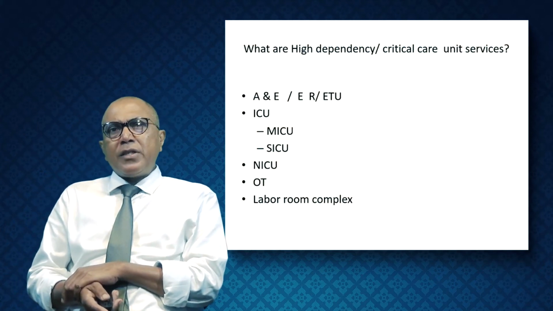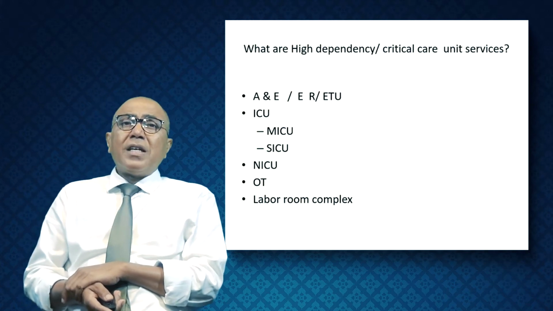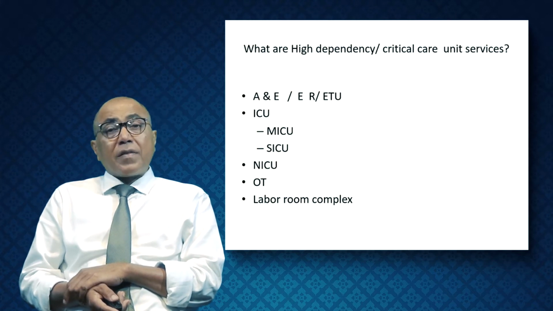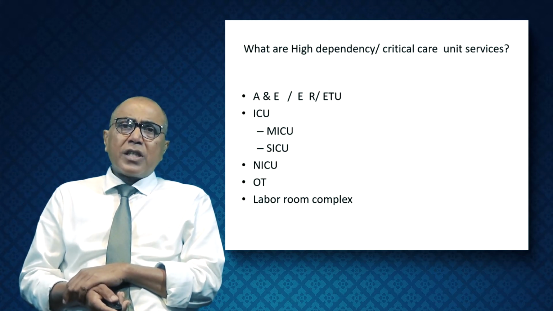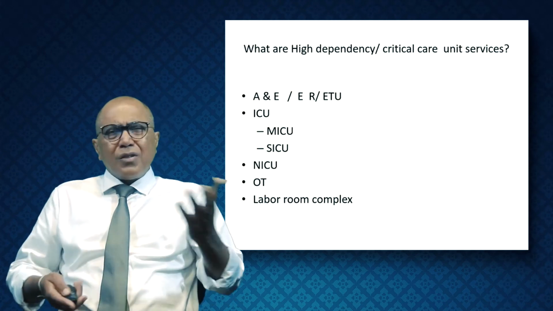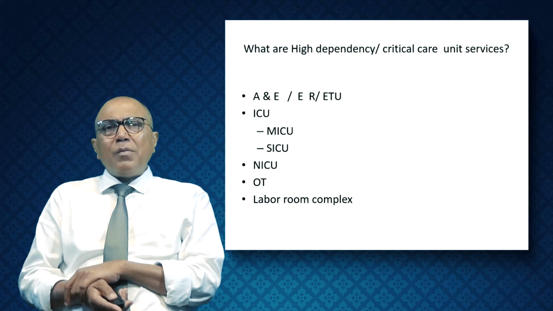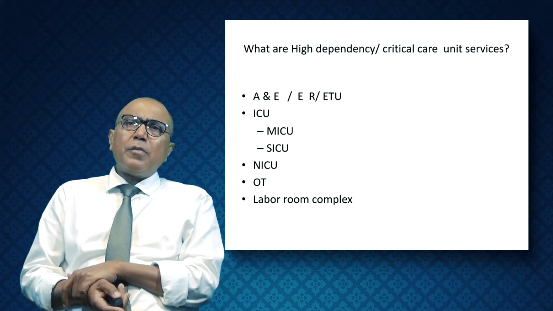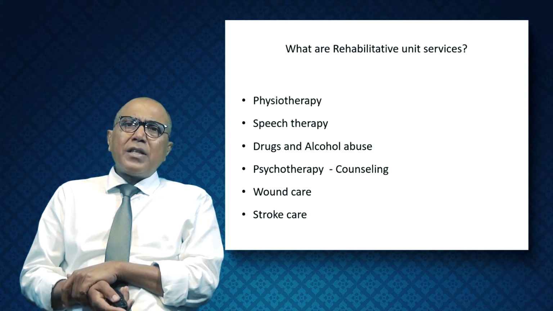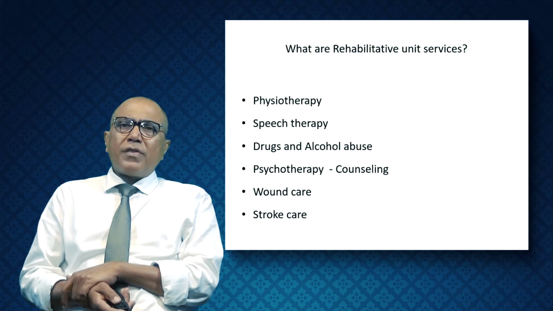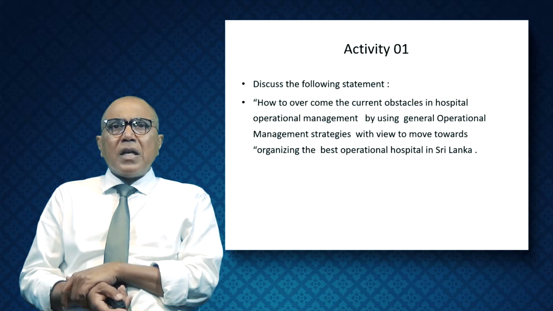The high dependency and critical units include accident and emergencies, intensive care units, medical or surgical, and neonatal care units, operation theatre, labor rooms. There are many other elements coming into today's. These are generic ones in high dependence units. Then you have rehabilitation, physiotherapy, speech, drug, alcohol abuse, psychotherapy, wound care and stroke care, many.